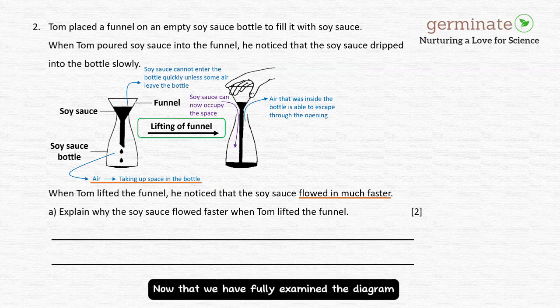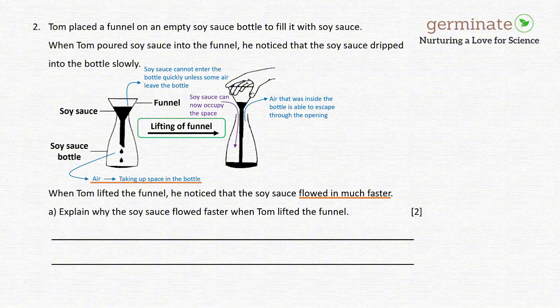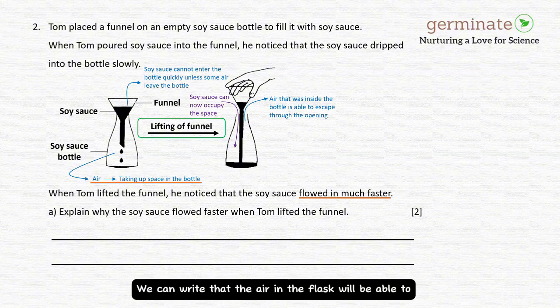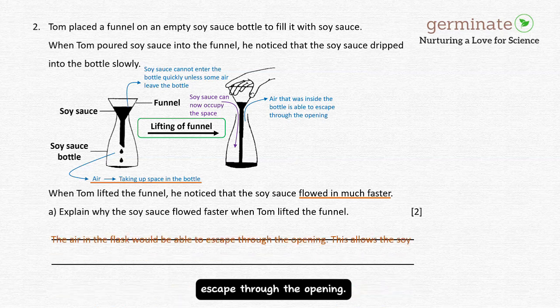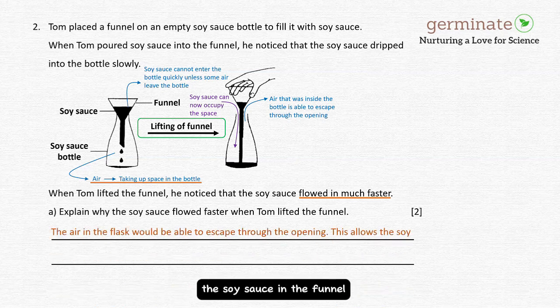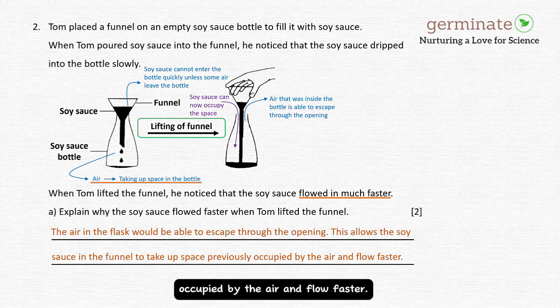Now that we have fully examined the diagram and written down our observations, we are able to answer the question. So how should we phrase our answer? We can write that the air in the flask will be able to escape through the opening. This allows the soy sauce in the funnel to take up space previously occupied by the air and flow faster.